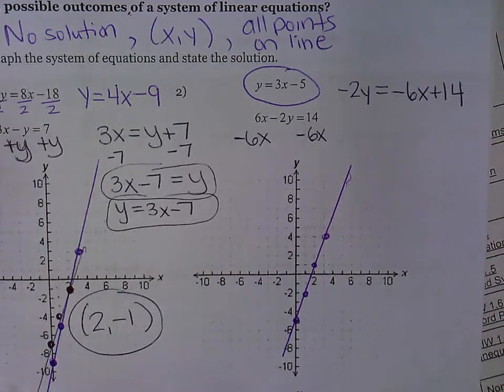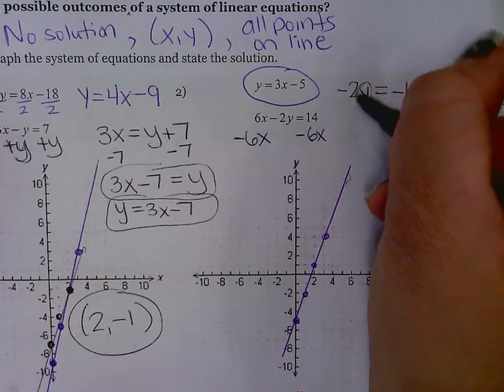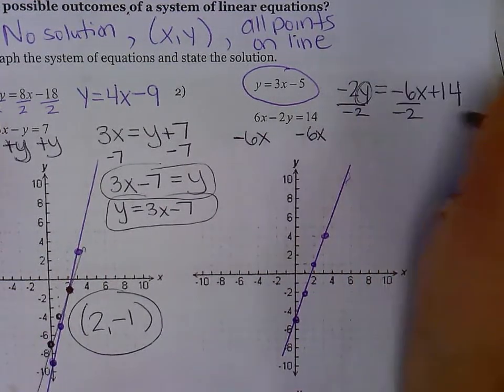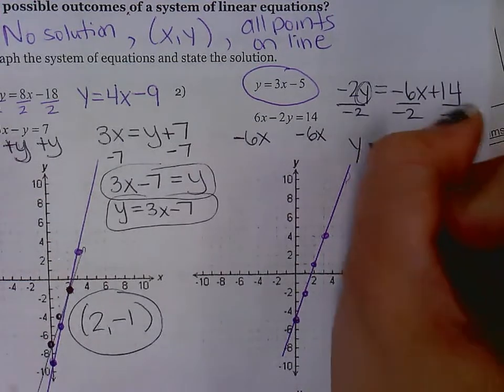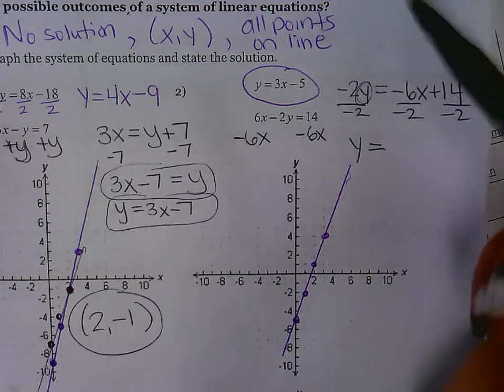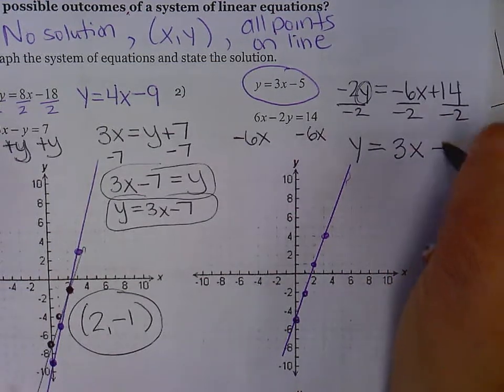What do I do next to get the y by itself? Divide by -2 across the whole problem, right? If it helps, circle the y value; you want to get y by itself. So I'm going to divide by -2, divide by -2, divide by -2. All right, what's a negative divided by a negative? So I have positive 3x, and then I have -7.